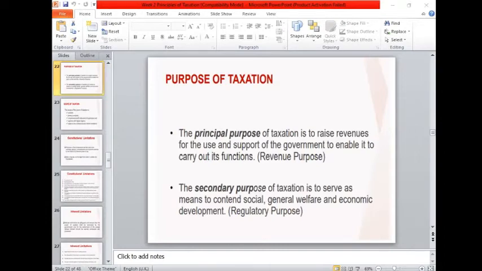Okay, so what's the purpose of taxation? The principal purpose of taxation is to raise revenues and to support the government for their functions and activities that will benefit the public interest. The secondary purpose is to serve the people, to protect the welfare of the sovereign state and even the community. Because as I've said, if there will be no funds, if there will be no revenue, how may the government exercise their powers to protect us.